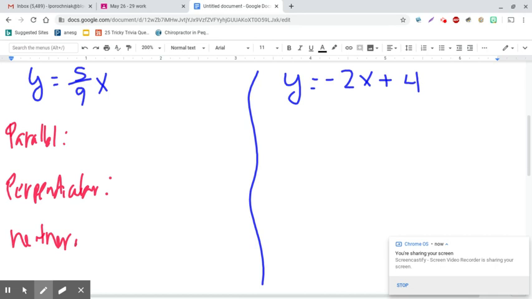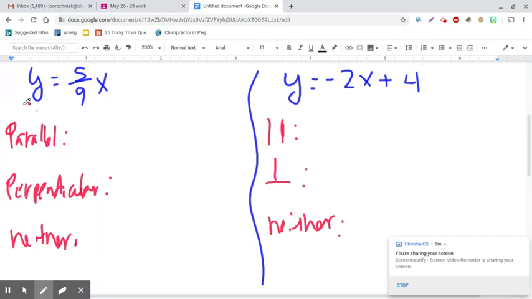Now, guys, when you get to geometry, which will be next year, you can actually write parallel like this. That just means parallel lines. Perpendicular looks like this. And I'm just going to write neither. Try to remember that. Maybe you'll impress your geometry teachers.